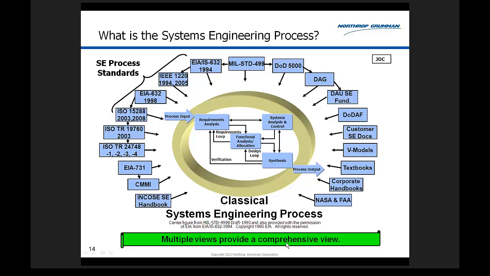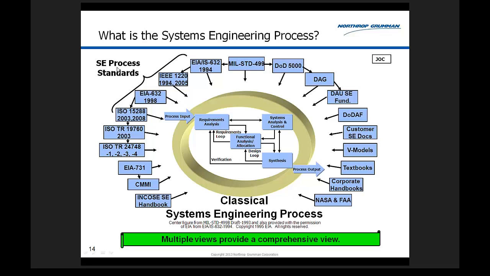Okay, slide 14. Now we're getting a little deeper. What is the systems engineering process? What I've got here is a gold ring, and within the center of the gold ring, I have the cornerstone classical systems engineering process diagram. Of all diagrams, this is the key diagram that started the whole thing. Outside the circle, I've got multiple views indicated by these arrows and documents, multiple views of this classical SE process in the center. The idea of this chart is that multiple views give you a comprehensive view. The more views you look at of this classical SE process, the better you'll understand it.